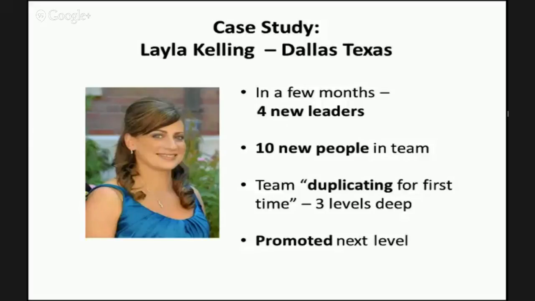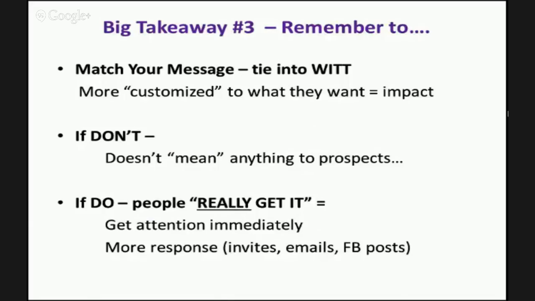And it was awesome. In a few months, she had 4 new leaders direct to her. She recruited in total 10 new people in her team because they went out and recruited other people. And she said for the first time, she was duplicating in her business. And she had this team that was now 3 levels deep. It was awesome. And it promoted her to the next level of her business. And all she did was just focus on that one skill and become really great at it.